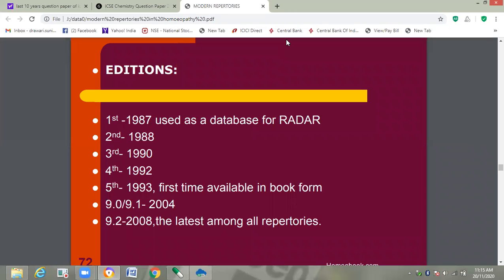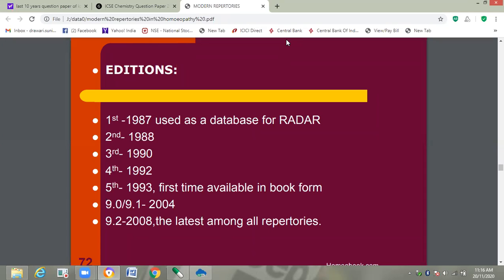Synthesis 7th version should be studied along with the addendum to Synthesis 7, which has been published separately. Then Repertorium Homeopathicum Syntheticum 8.1 was published in 2001. And then in 2004, Synthesis 9.0 and 9.1 were published.